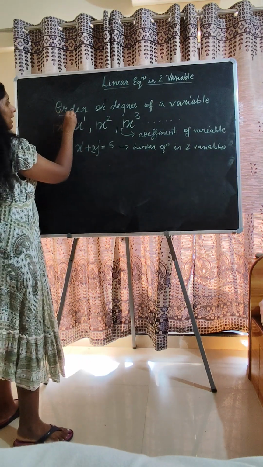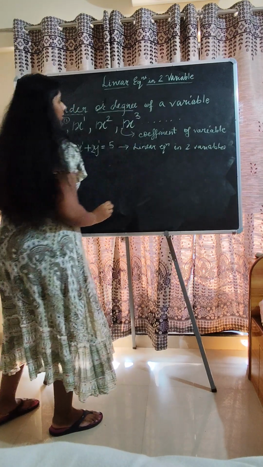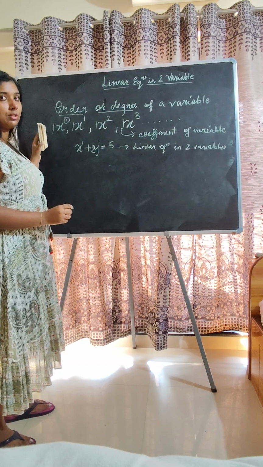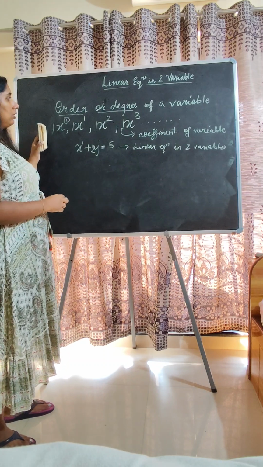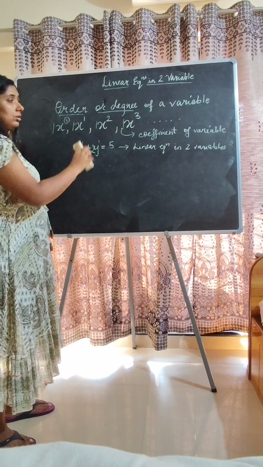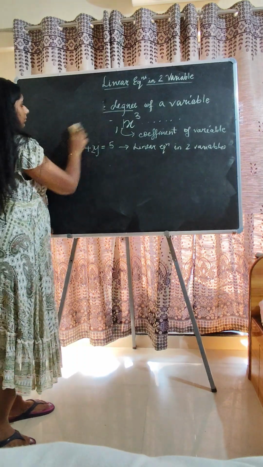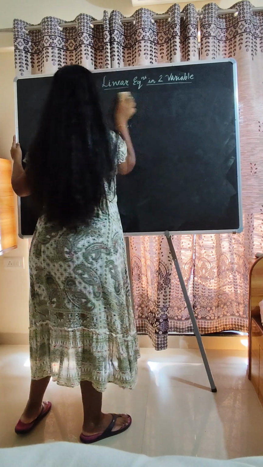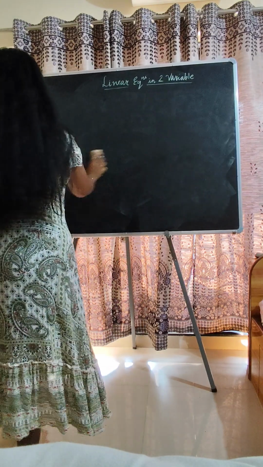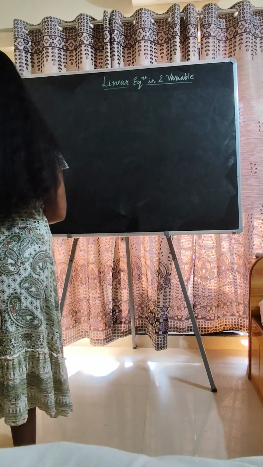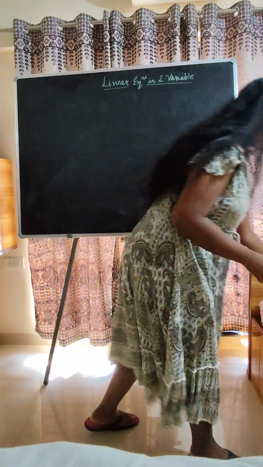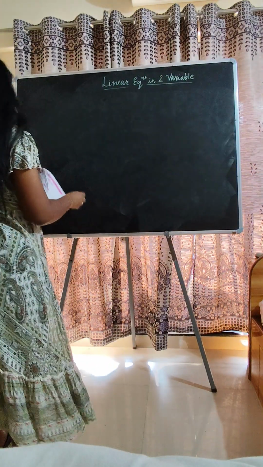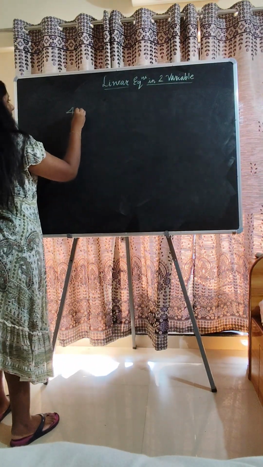First you have to understand this order and degree. So just note this down. By pausing the video, you may note this part down. Take some examples. Variables could be any letters.